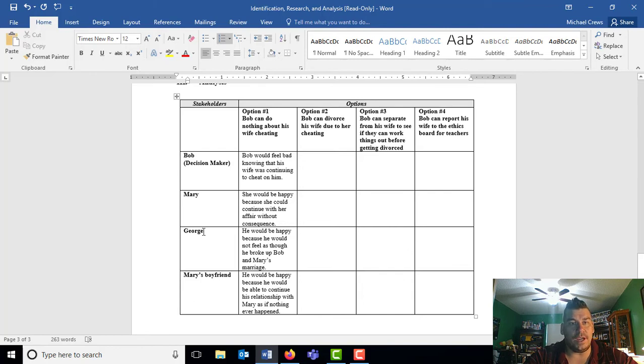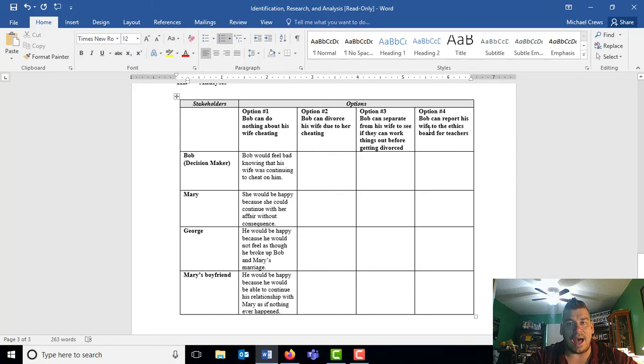The ones I've chosen for here, obviously Bob's a stakeholder because he's a decision maker. Mary, his wife's a stakeholder because she's affected by the decision Bob makes. George is a stakeholder, the neighbor, because he's the one who gave Bob this information. And Mary's boyfriend's a stakeholder because he's the one that Mary is cheating with. Okay, so I've got my 4 stakeholders.